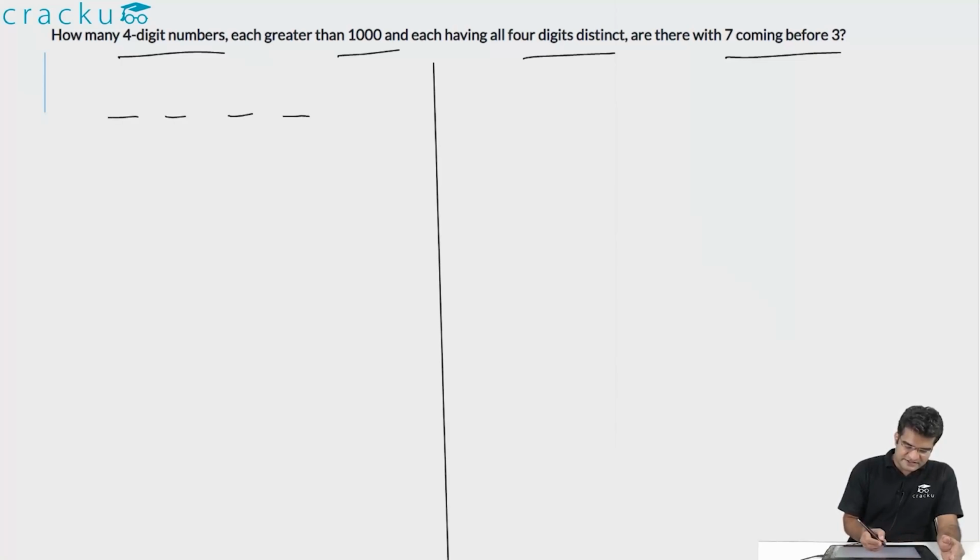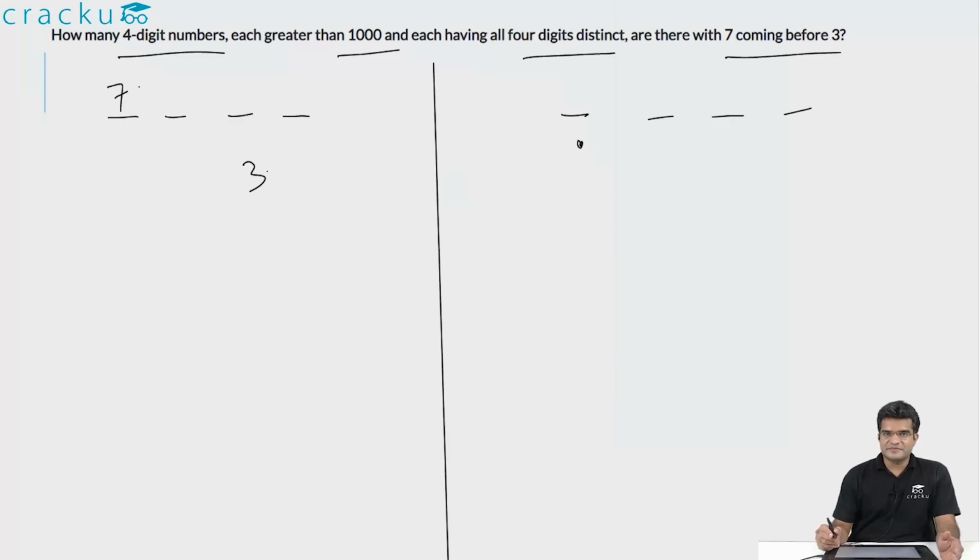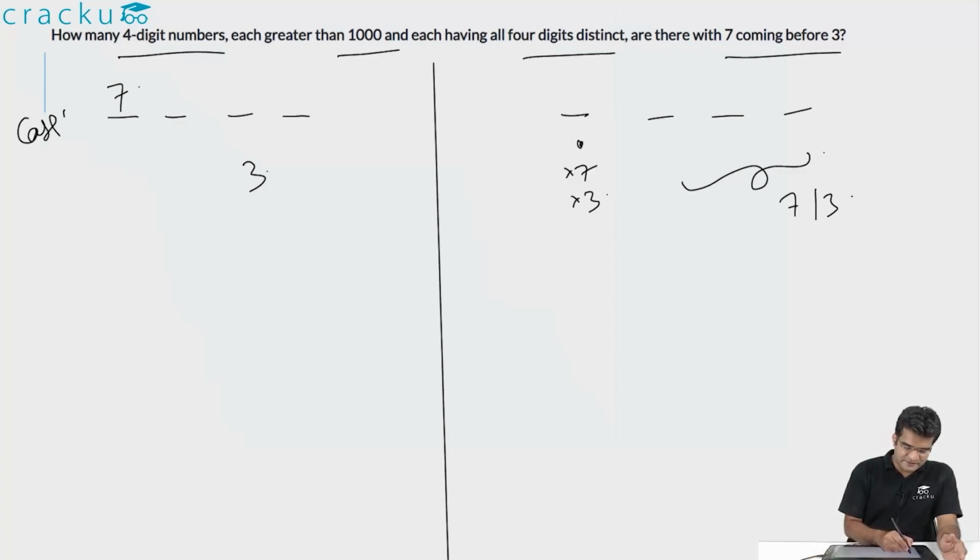Now, the first case is that the first digit is 7 and 3 comes somewhere in the remaining 3 digits, and the second case is that the first digit is not 7, and because 3 cannot come before 7, the first digit cannot even be 7 or 3, it is some other number, and 7 and 3 will come in the 3 remaining digits. So, let us look at the first case. This is case 1. If 7 is the first digit, we have to select a place for 3. It can be any of the remaining 3 places. So, we can choose the place for 3 in exactly 3 ways.